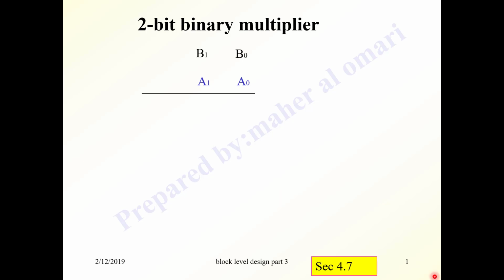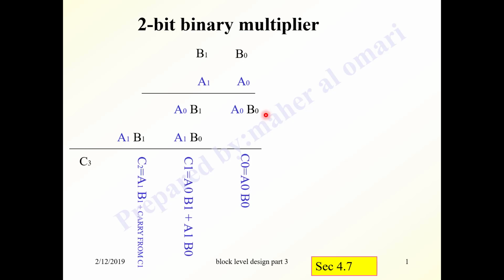Now, in ordinary multiplication, we do the multiplication like this. A0 is multiplied by the B number, and we get this. And then A1 is multiplied by the B number. And then we add the result together. And this is the result.